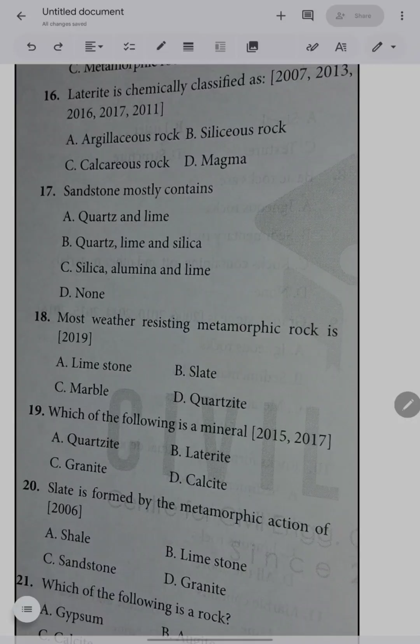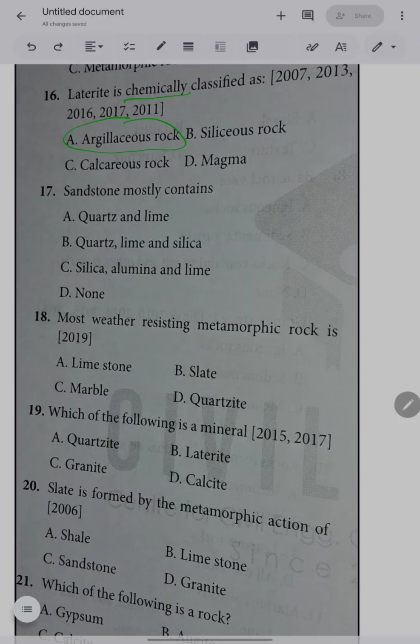Next question. Laterite is chemically classified as argillaceous rock, siliceous rock, calcareous rock, or magma. So here the answer is argillaceous rock. Laterite is chemically classified as argillaceous rock.